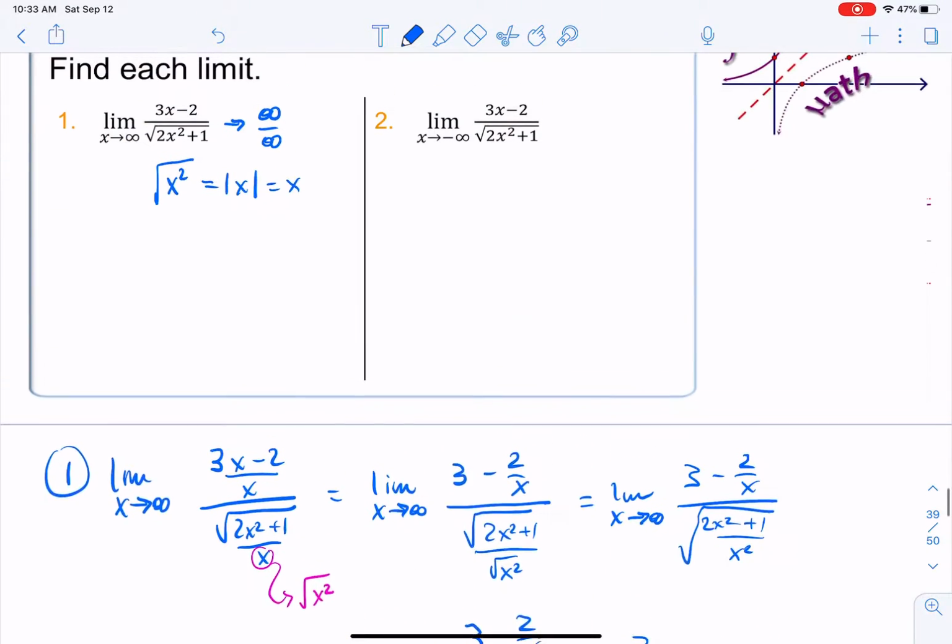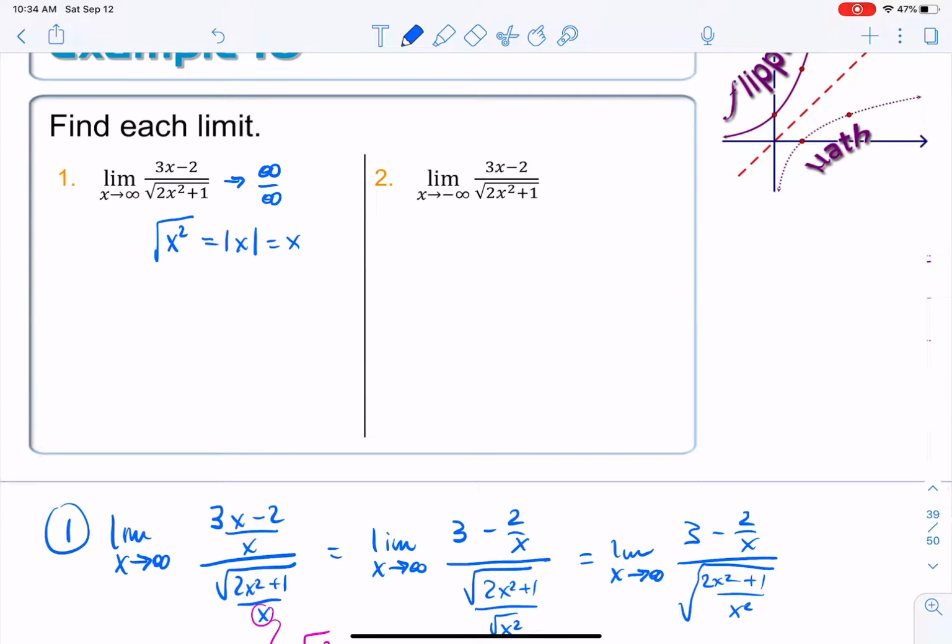Let's look at number 2. On number 2, it's the exact same function. Is anything going to change whenever we approach negative infinity? And the answer is, yeah, it is. And the reason why it is, well, here, let's take a look here.